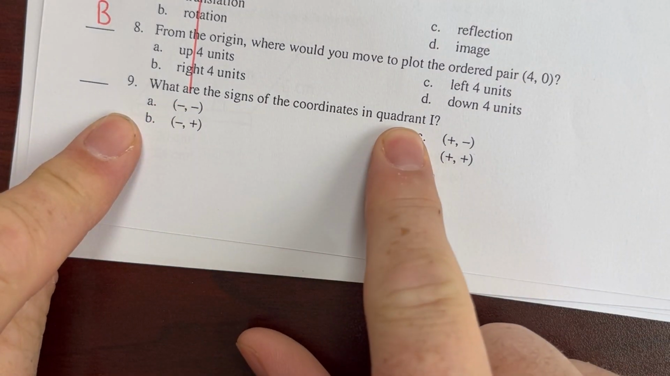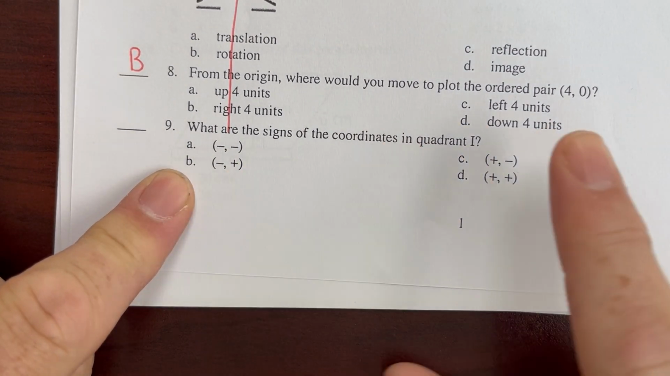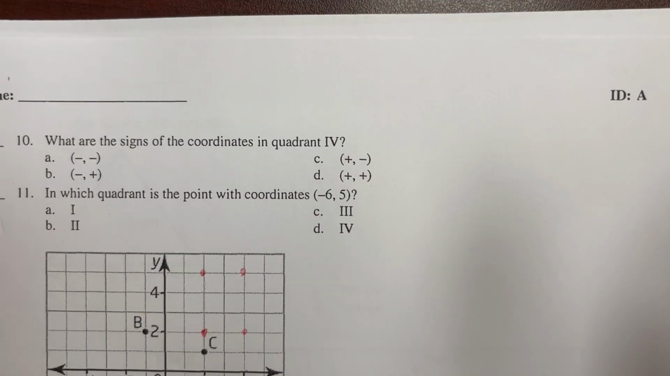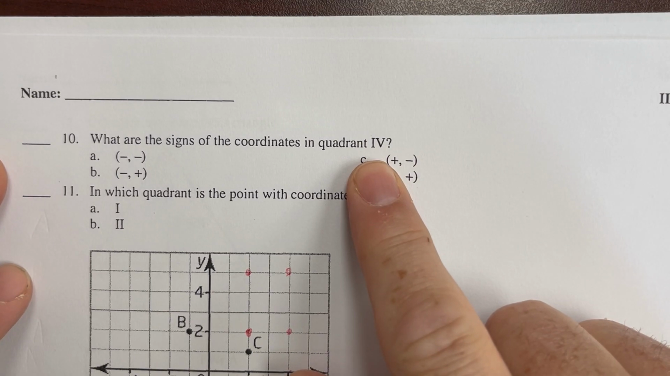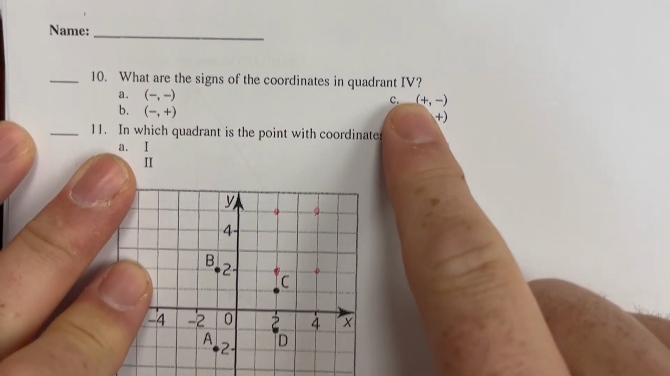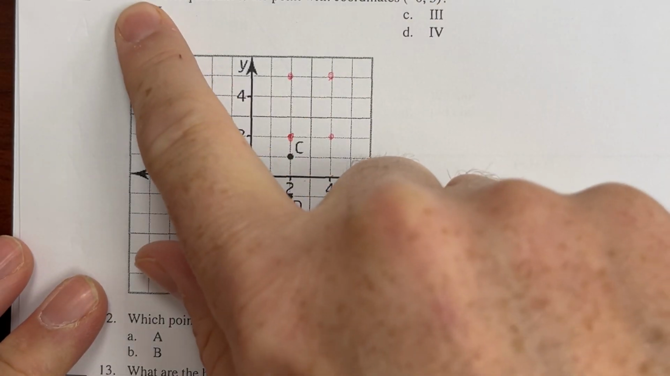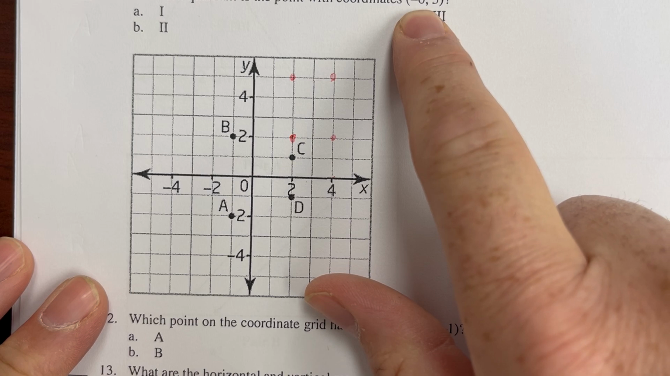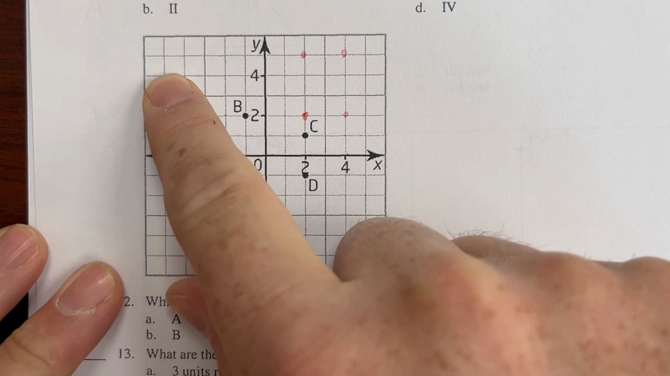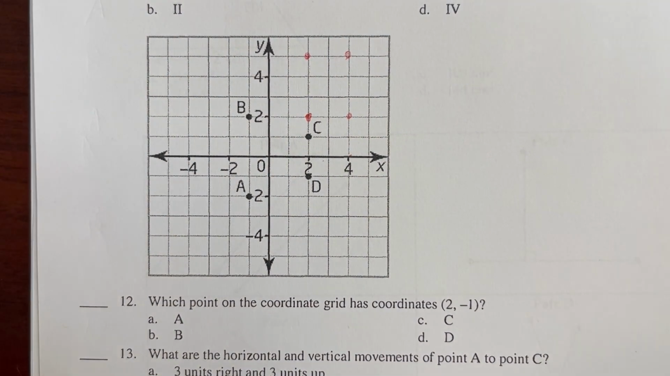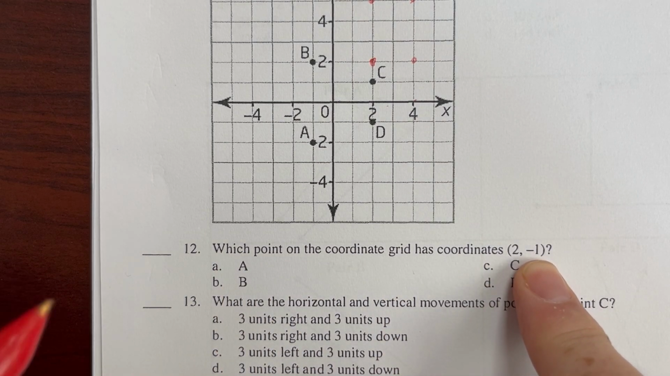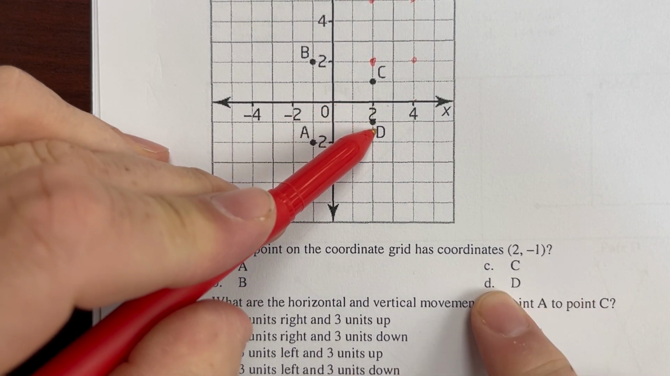What are the signs of the coordinates in quadrant 1? Quadrant 1, if you remember, is positive, positive. D. Signs for quadrant 4. That's over here. So we're positive, negative. C. Which quadrant has the coordinates (-6, 5)? So we've got a negative and a positive. Negative, positive. Quadrant 2, B. Which point on the coordinate grid has the coordinates (2, -1)? So (2, -1) is D.